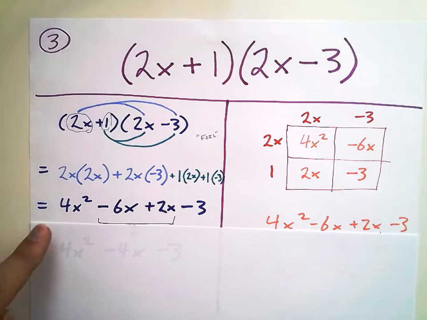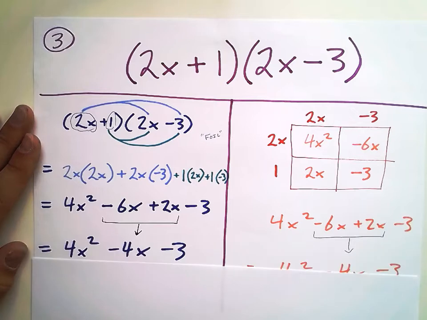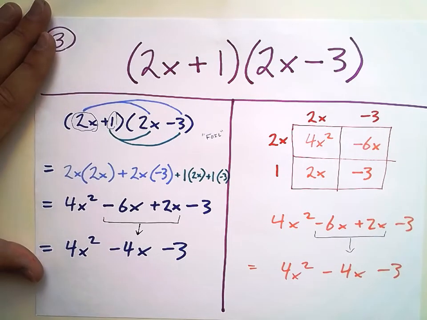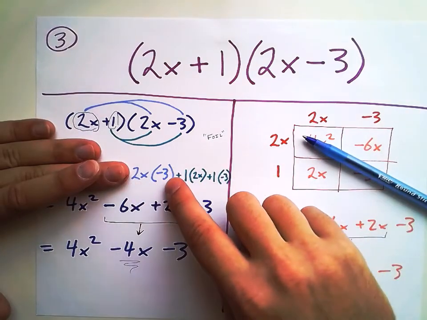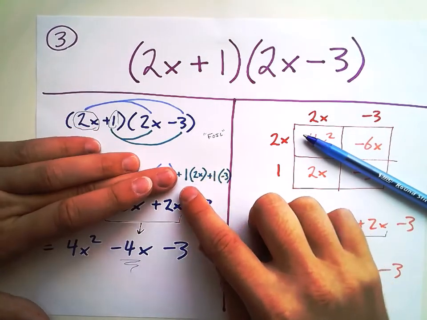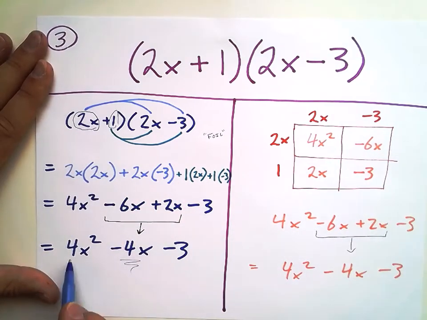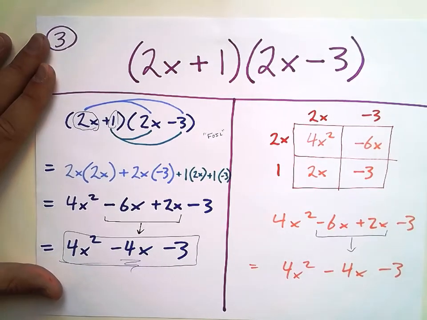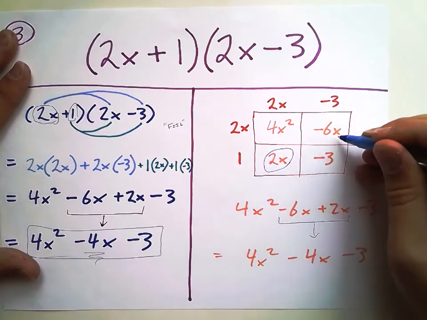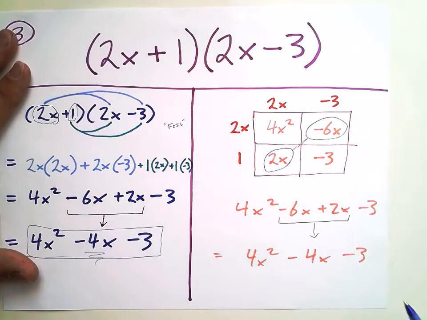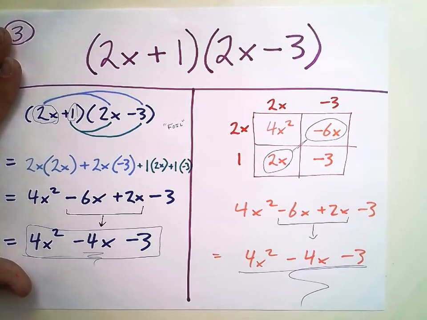And then we'll add all those up, and the x terms are like terms, so they'll combine to become negative 4x. So we had 2x times negative 3 gave us the negative 6x. The 1 times the 2x gave you the 2x. Those combined to give you that. So the final answer like that. With the box method, this time you notice this and this part are both x terms, so you have to add those together just like we did over here.